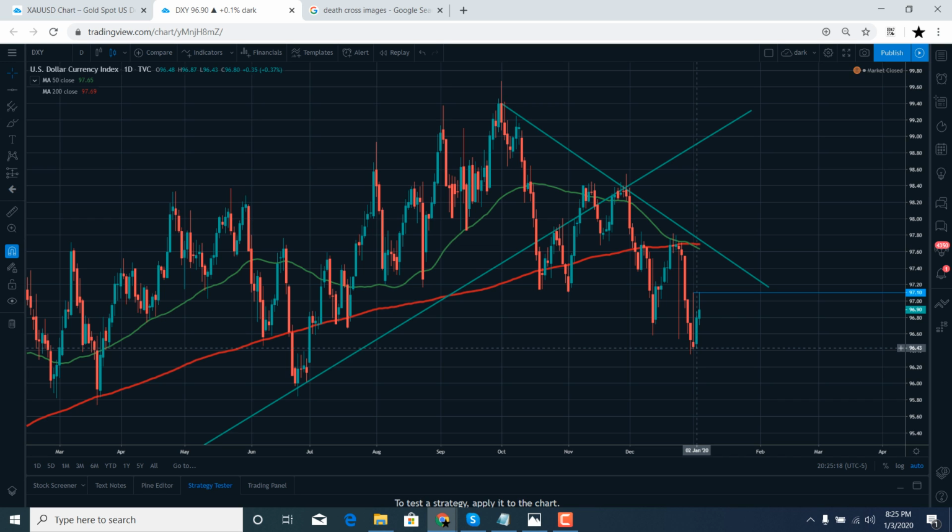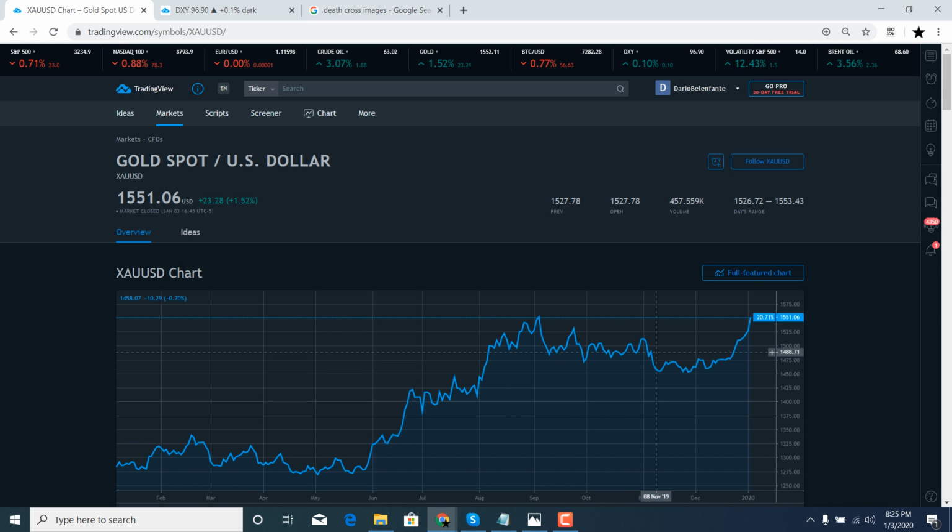It's significant for any trader or investor, not just if you are watching the forex markets. It's also very significant for the other commodities, gold and even crypto. If we take a look now at the gold spot market against the US dollar, we can see gold is up now 1.5% in the last 24 hours.